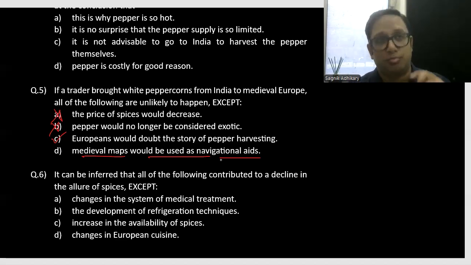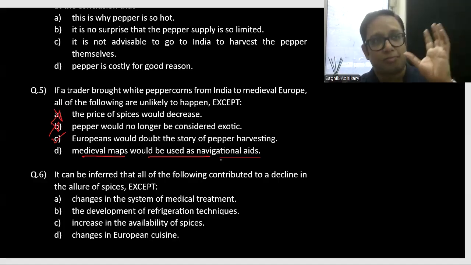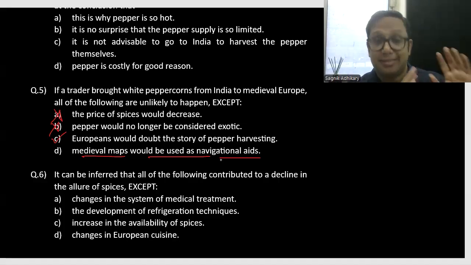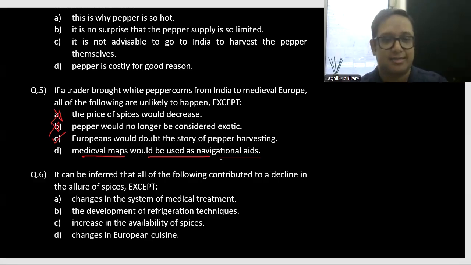Medieval maps spoke of a misconception about India, but it was a different misconception. Medieval maps showed India placed nearby the Garden of Eden or the land of Eden. So that is a different thing that has no connection with this. Again, this is not likely to happen. So D can be ruled out. The correct answer is C.